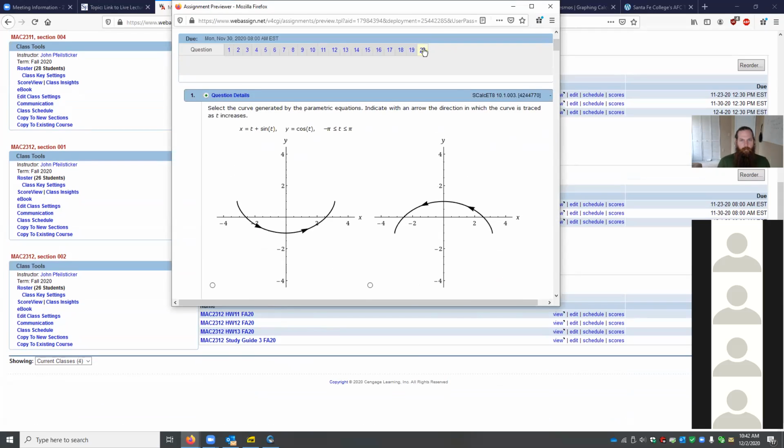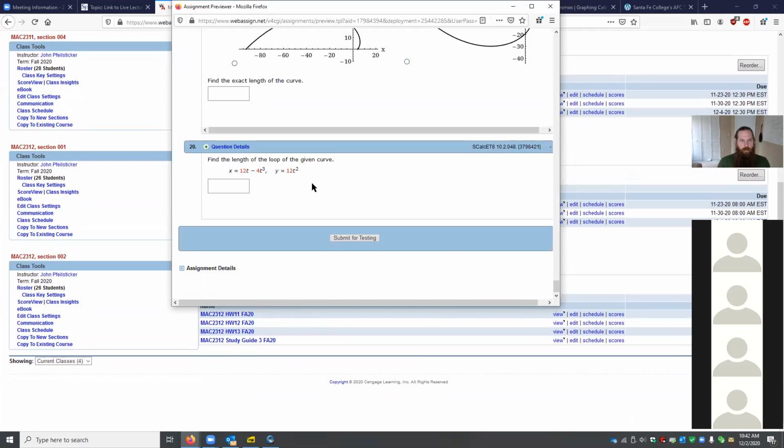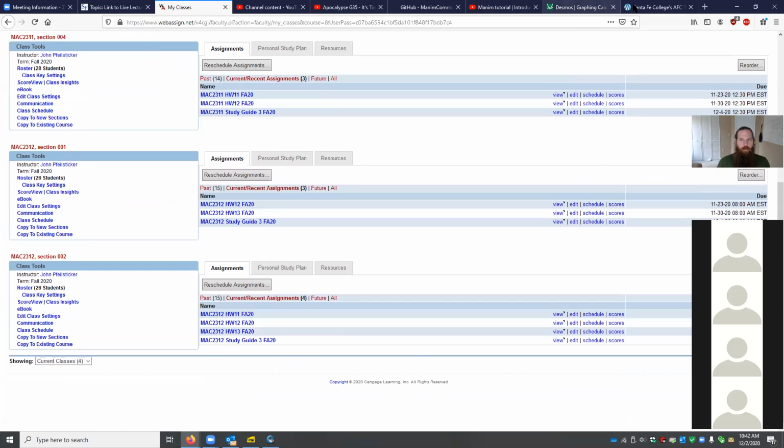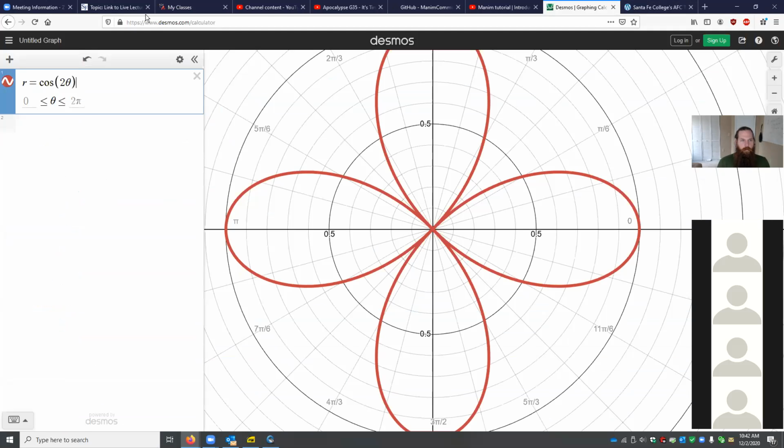So this is a cool problem. We want to find the length of the loop of this curve. So I recommend looking at this in Desmos. If you try to plot this by hand, you can do it, but it's going to take a while. So for the sake of time here, I'll graph this in Desmos.